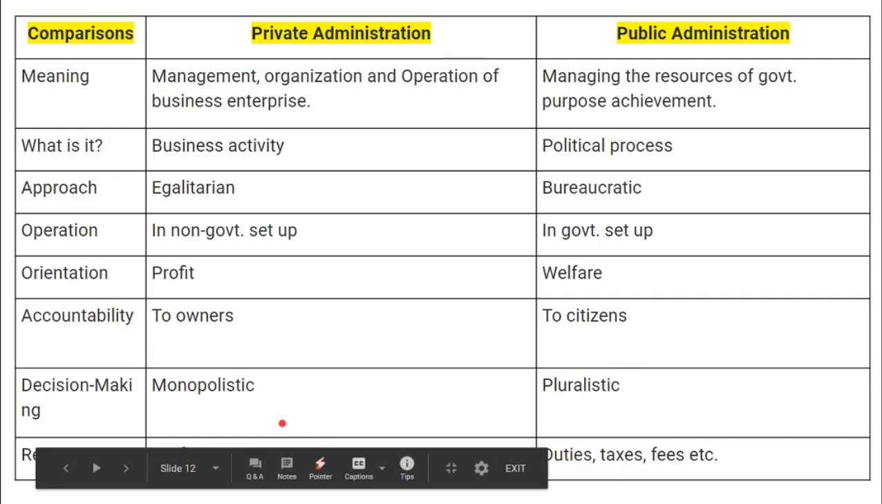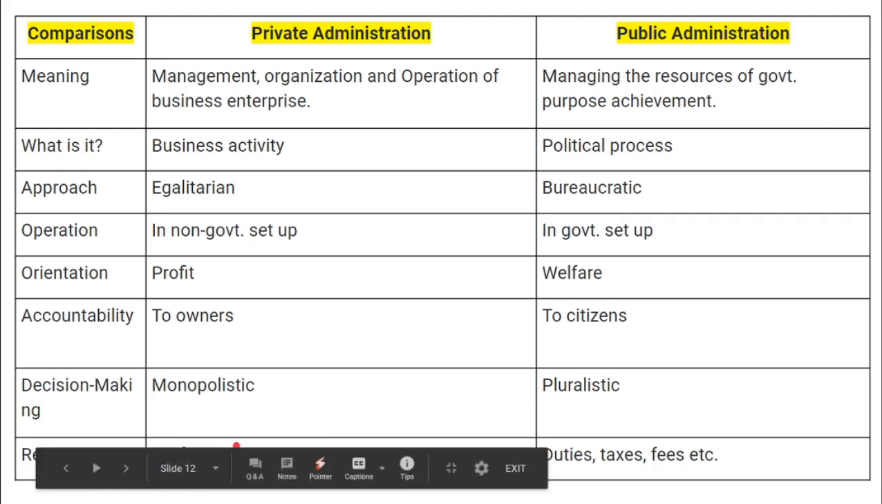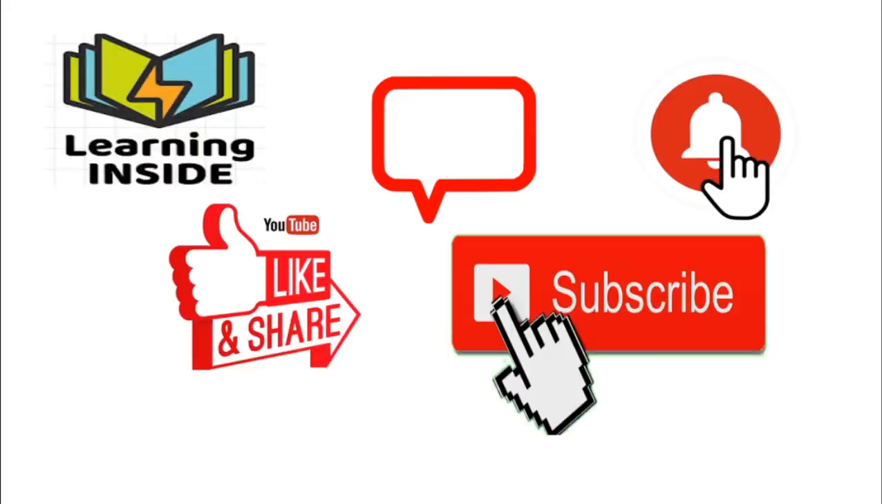Decision making in public administration is popularistic, and in private administration decision making is monopolistic. And when you talk about revenue, the revenue of private administration is profit, while public administration revenues are duties, taxes, fees, etc. So this is all about it.